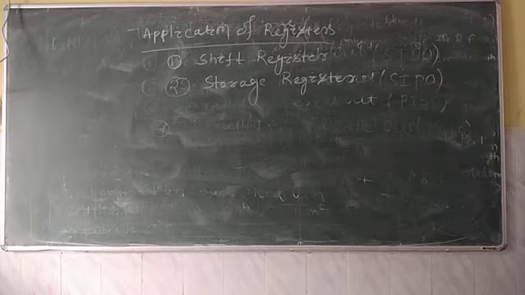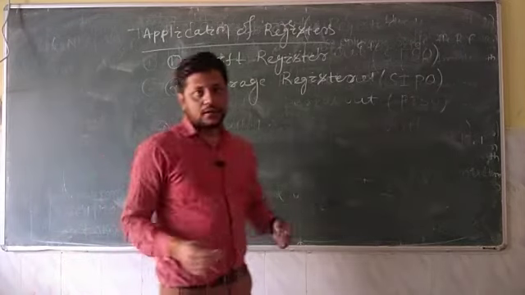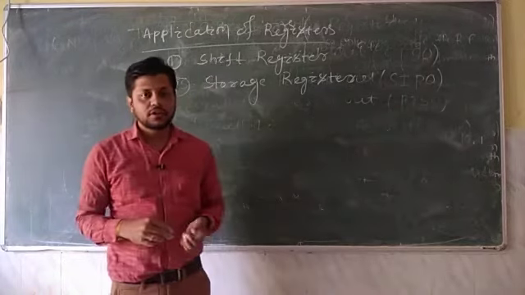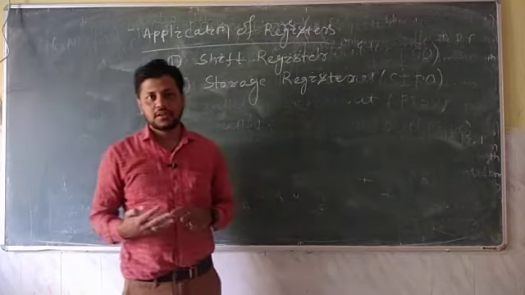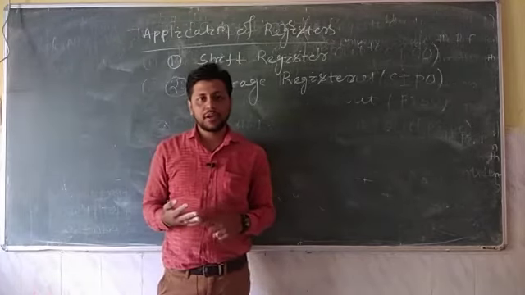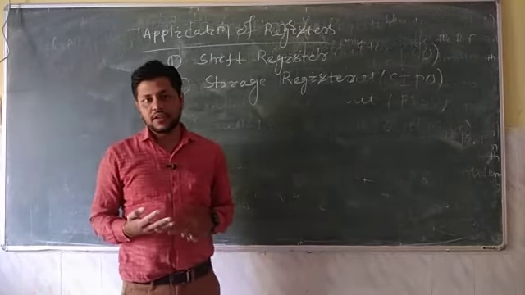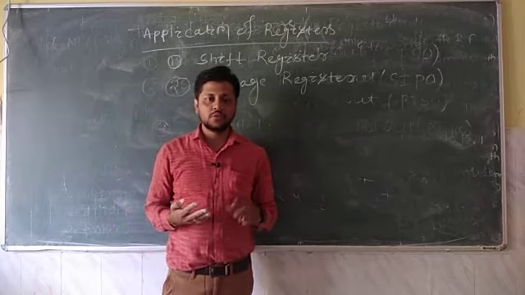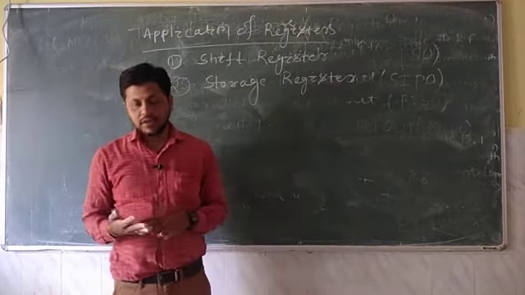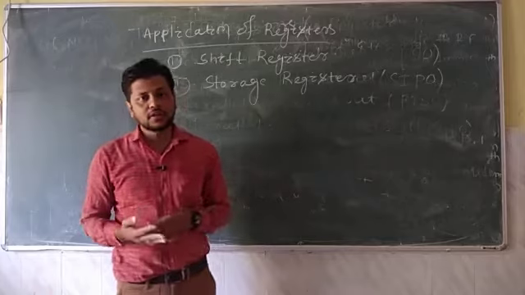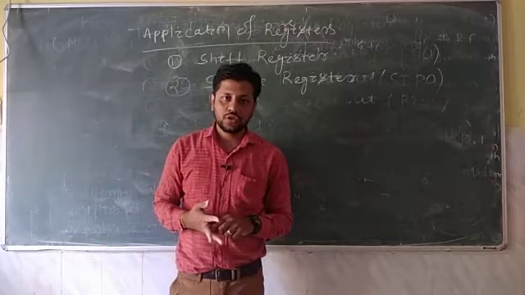So this is how we classify registers. We have 4 types of registers, that is serial in serial out, serial in parallel out, parallel in serial out, and parallel in parallel out. We will see that one by one. The next classification, depending on the application, gives the shift register and the storage register.